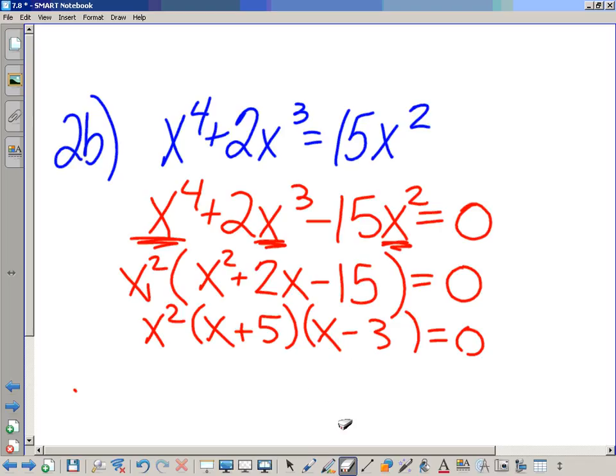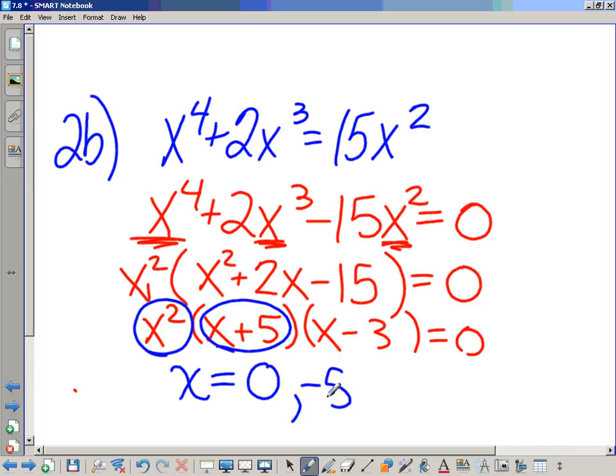Well, for this to equal 0, what are the potential solutions for x? What would you plug in here to make 0? 0. What would you plug in here? -5. In here? 3. Those are the solutions to this problem.